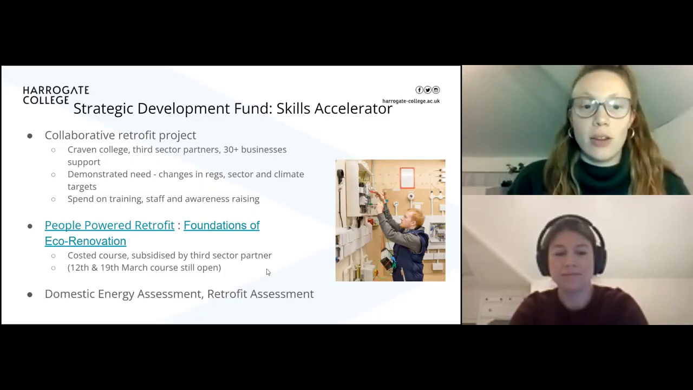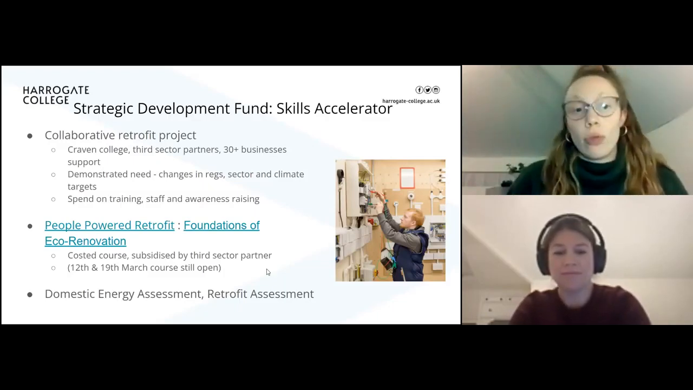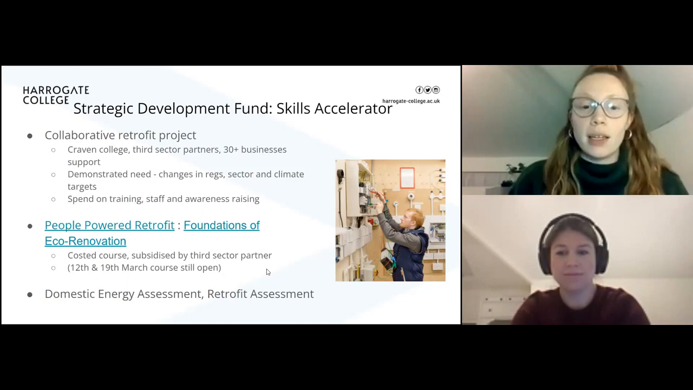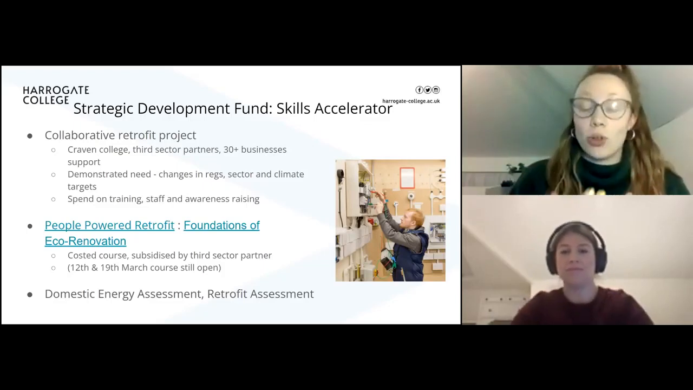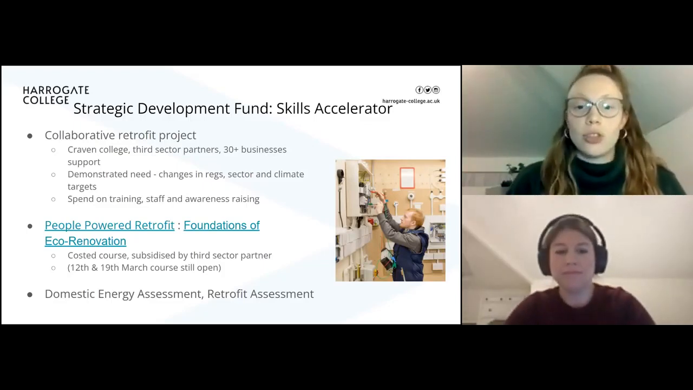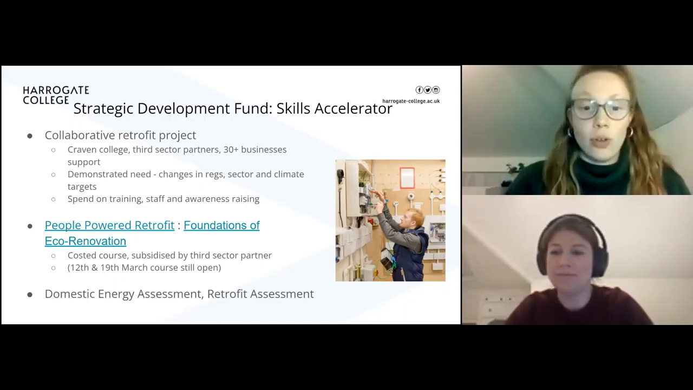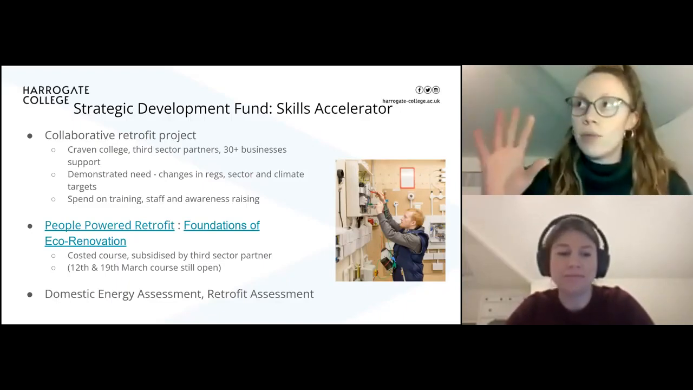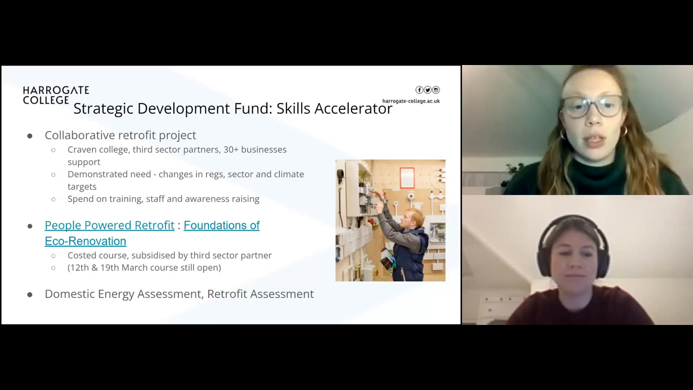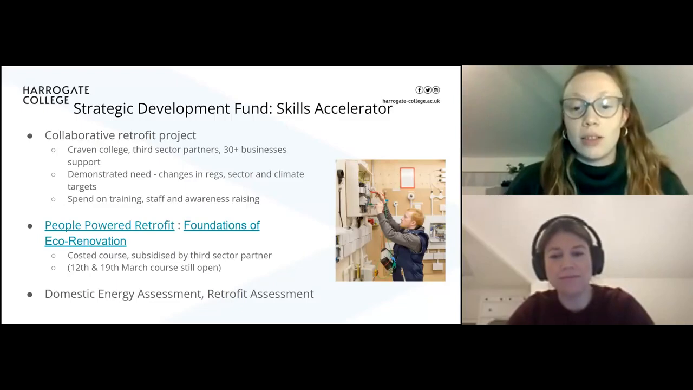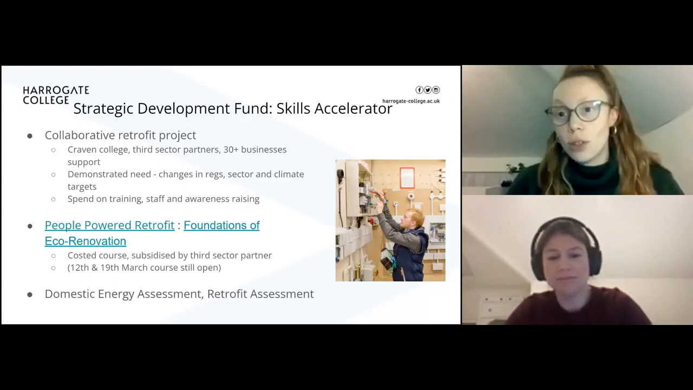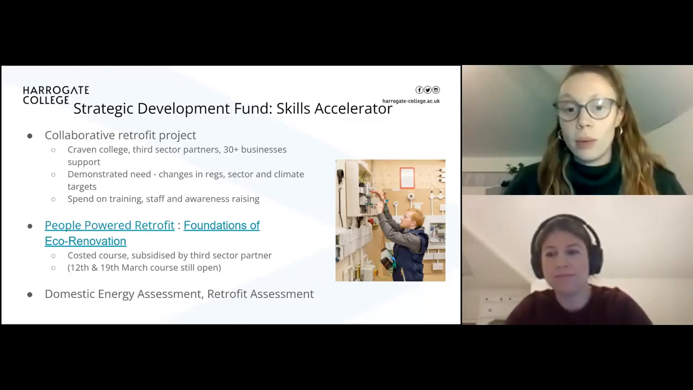So that's really exciting that we've been able to, through People Powered Retrofit, provide skills training in Harrogate in person for people to train to get the things they need, including our teachers. It's just the start of this kind of revolution in green skills training. As part of this project from the Department for Education, we're going to be able to start delivering domestic energy assessment at a college, which will be accessible to so many more people.